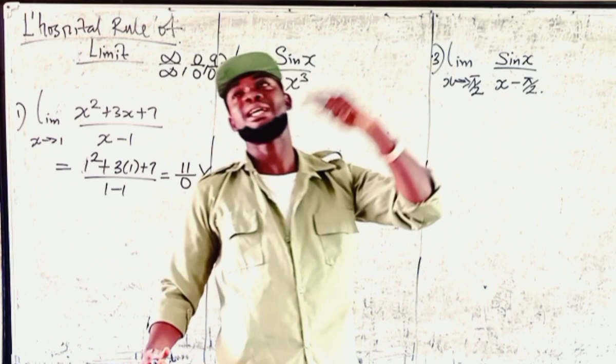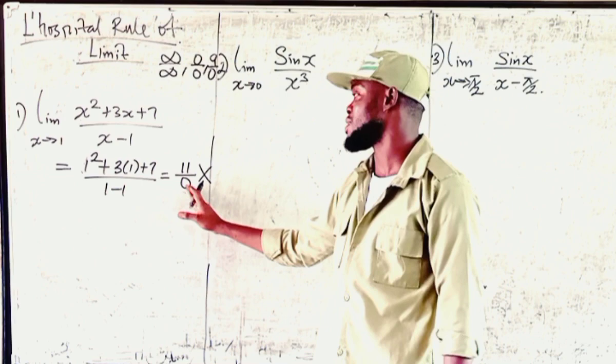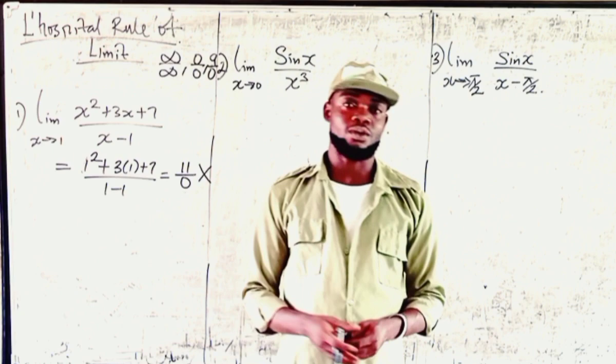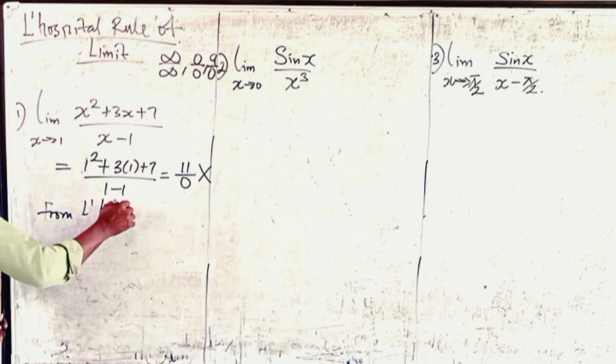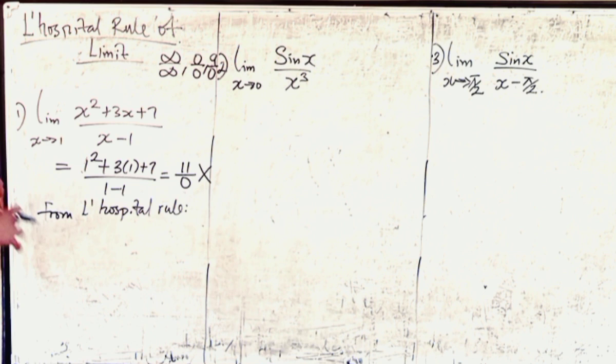In this case, the direct substitution method gave us 11 over 0, and 0 should not be present in the denominator of the function as a solution, so that's not a valid solution. So what do we do? Let's apply L'Hôpital's rule. What's L'Hôpital's rule? It means that we should differentiate the numerator and denominator with respect to this variable here. So let's differentiate now.